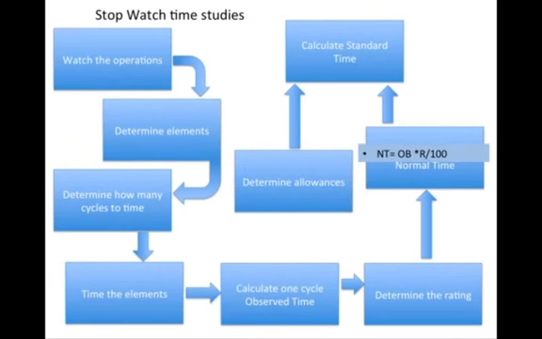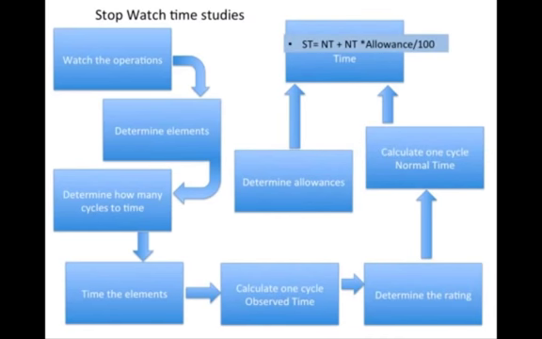And then what you do is, from the data of the observed time, which is OB here, observed time times the rating, which is R, divided by 100 is equal to the normal time. So you've done that calculation. So now you have the normal time for this particular operation.